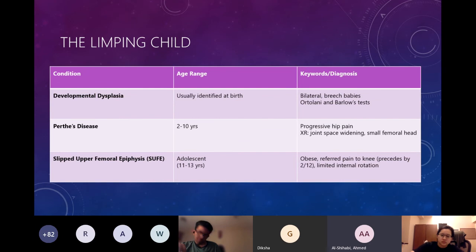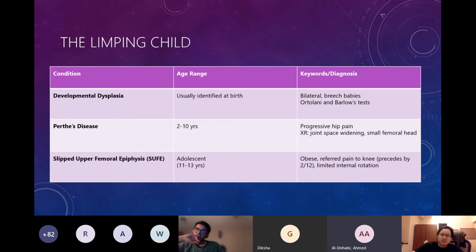Last thing, limping child, let's whiz through it. There are 3 things you kind of think about. Basically, if it's a limping child, approach it by age. At least in SBA land, age is what gives you the diagnosis. If it's a little kid, it's developmental dysplasia. You check for it at birth.